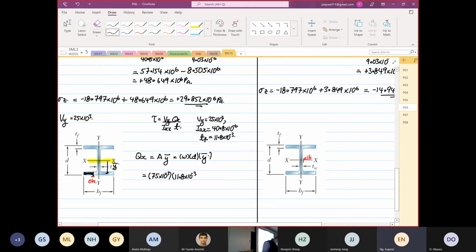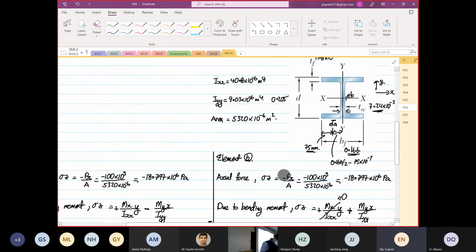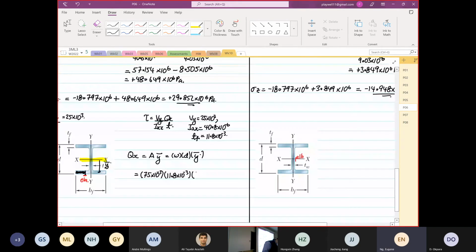The y bar is equal to what? Y bar is equal to D divided by 2. The depth, I forgot what the depth value is. The depth is 0.205, divided by 2 minus 11.8 times 10 to the power minus 3 divided by 2.